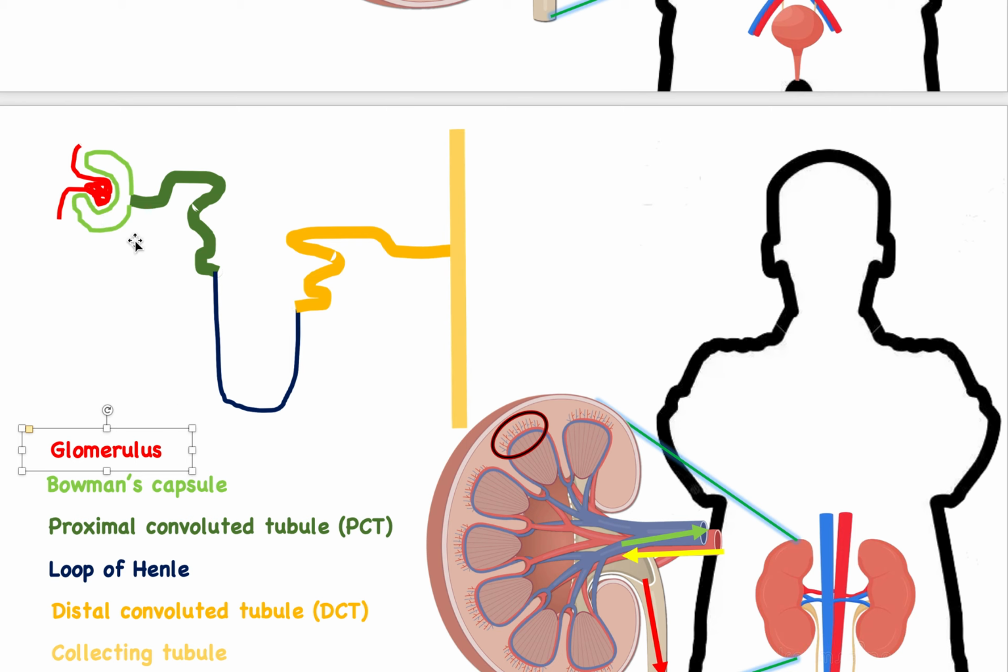Capsule because it's an empty space, okay? It's like a capsule, like a little bottle. And then it passes from this little bottle called the Bowman's capsule into the proximal convoluted tubule called the PCT. So that's a massive name. Proximal because it's the closest. Proximal means closest. It's the closest to the beginning, okay?